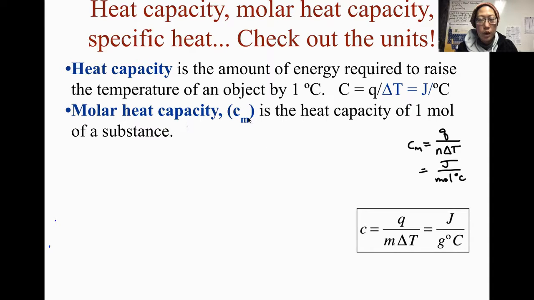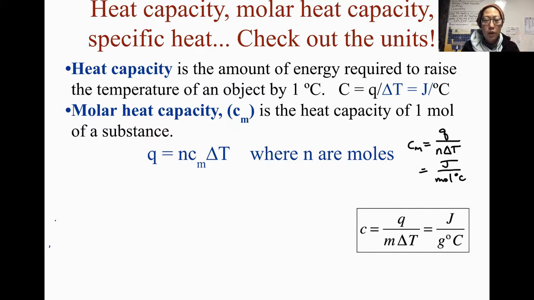The molar heat capacity is the heat capacity of 1 mole of a substance. So if you take the heat capacity and divide it by the number of moles of the substance, you get C sub m. That's the heat divided by the moles divided by the change in temperature. So it has units of joules per mole degree C. And you can see that Q, the heat, is equal to moles times the molar heat capacity times delta T, where n is moles.